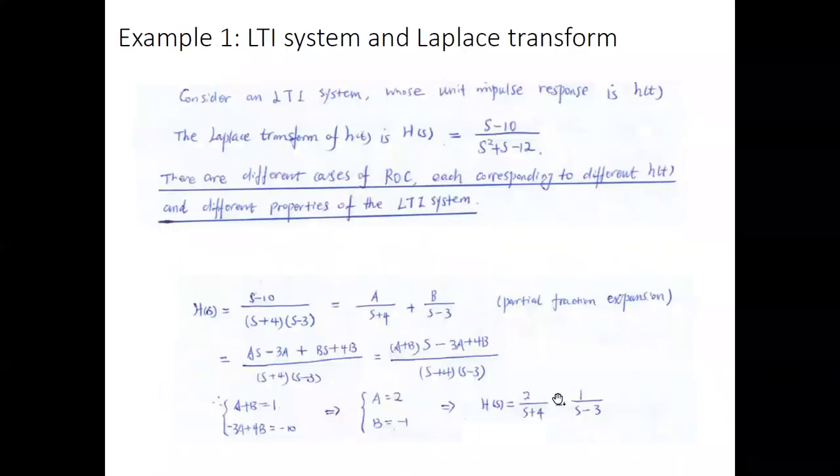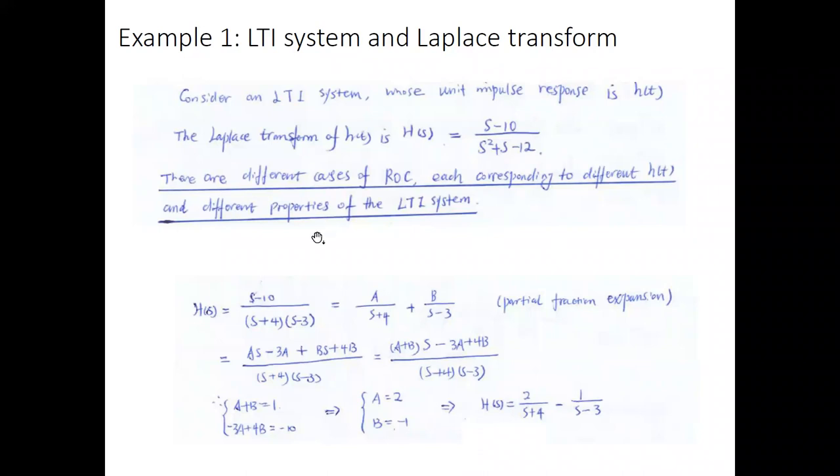So, let's look at an example to understand the knowledge on the slides above. We consider an LTI system whose unit impulse response is h of t. So far, all we know about h of t is its Laplace transform function, capital H of s. It is called the transfer function of the LTI system. It is a rational function of s, which means both the numerator and denominator are polynomials of s. But here, we only specified the function H of s. We didn't specify its region of convergence.